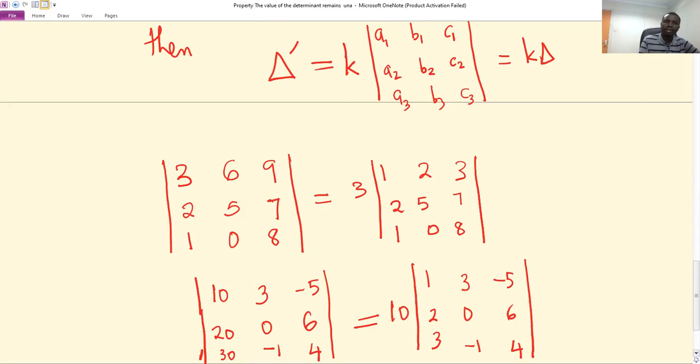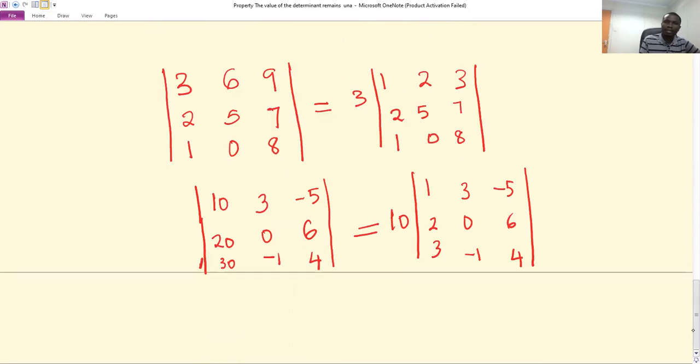So that's how that property is applied: if you can see that there's a row or a column that has a common factor, then the determinant is simply given by factoring out that scalar for that row or column, pulling it out of the determinant, and then finding the determinant of the remaining matrix after factoring out the scalar.